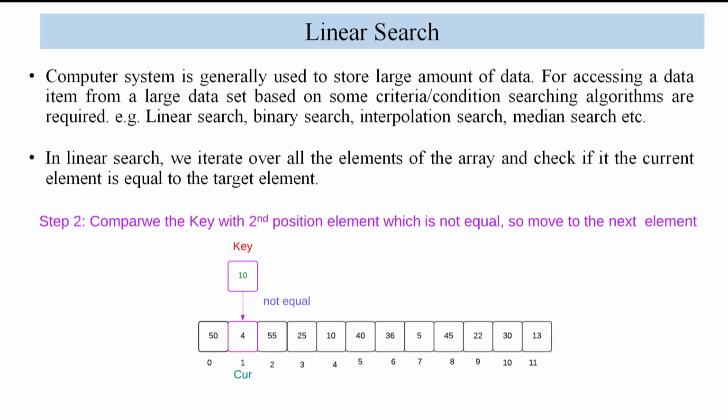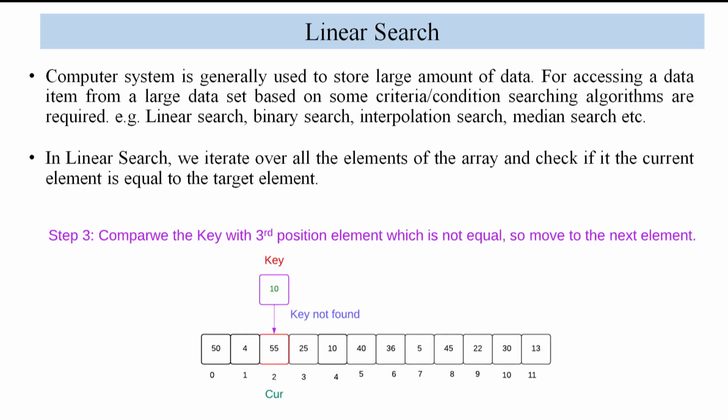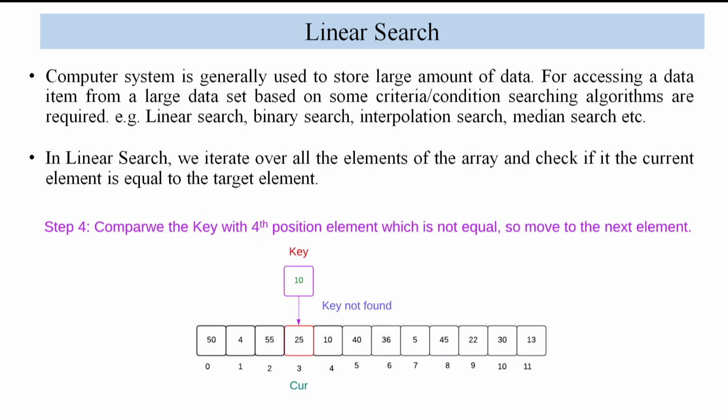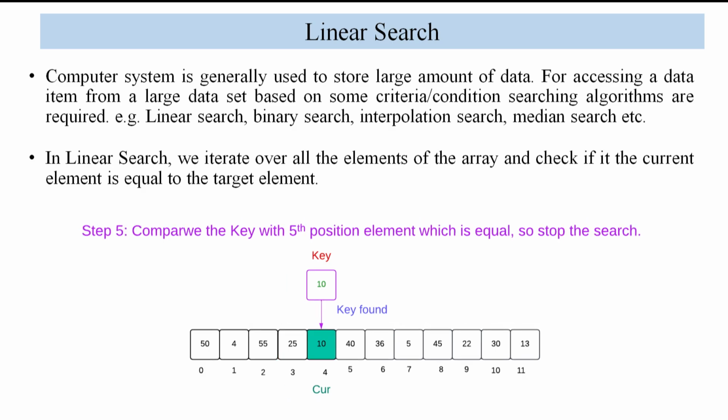So we move to the next position, and so on, till we reach the desired location where the key matches with the element to be searched. Now we can display a successful message that this particular key is present at this particular location in the list of elements. That is how linear search works.